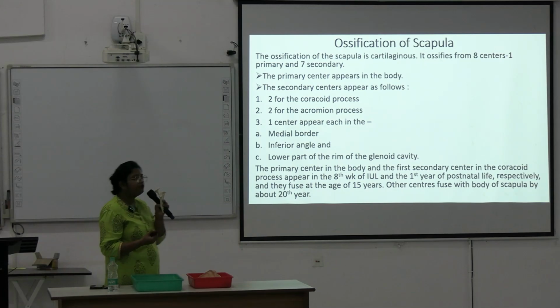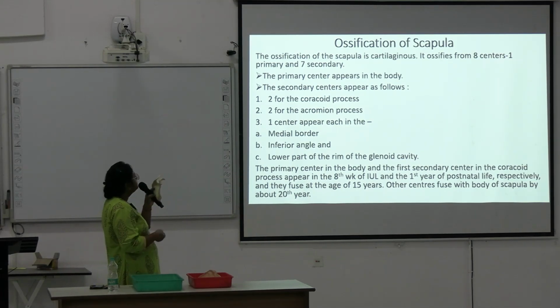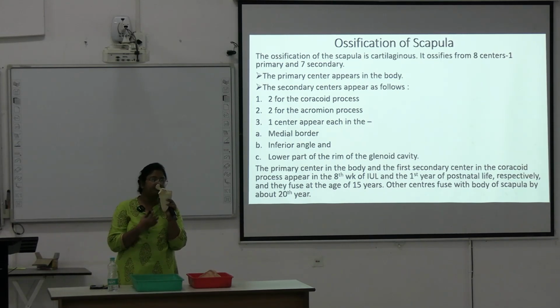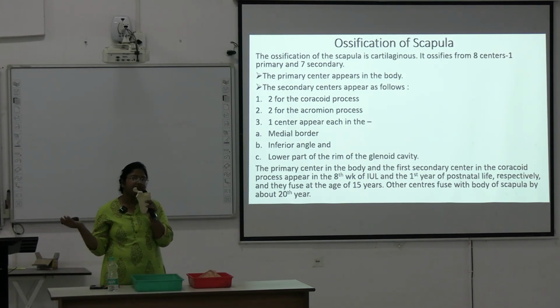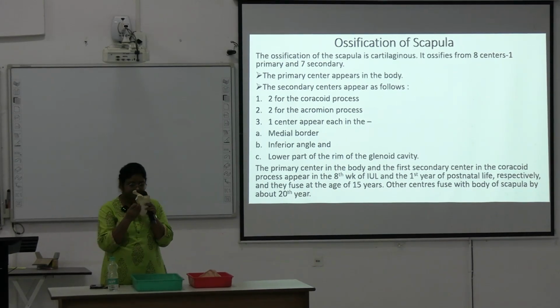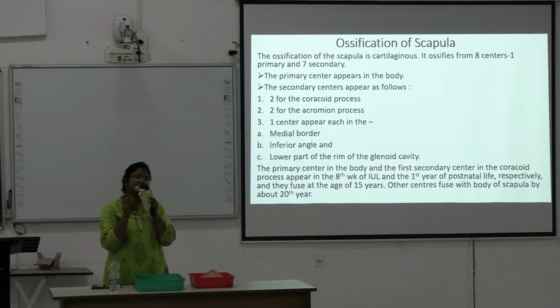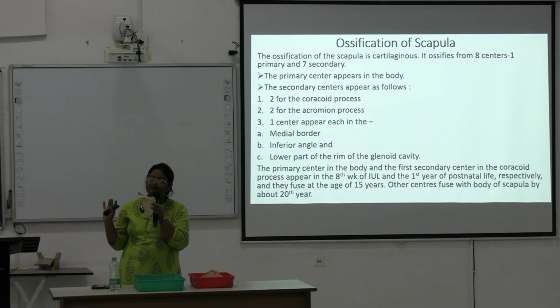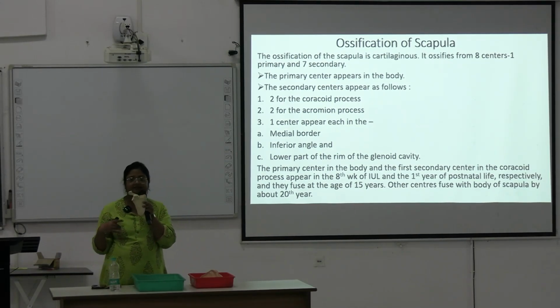Now we go to the ossification. Ossification of the scapula is not very important, but you should just know how many ossification centers are present. Ossification of the clavicle is very important. Humerus ossification is very important. You remember carefully for humerus and clavicle.